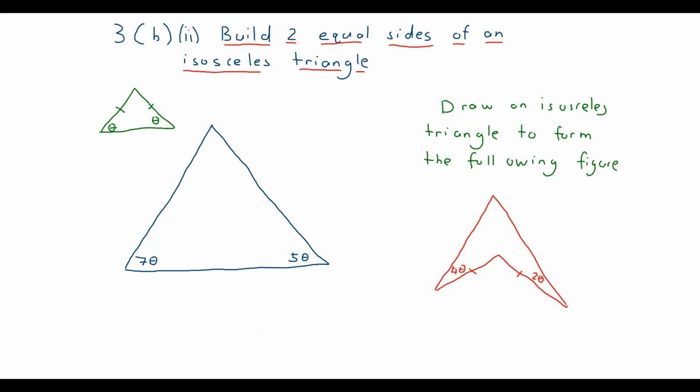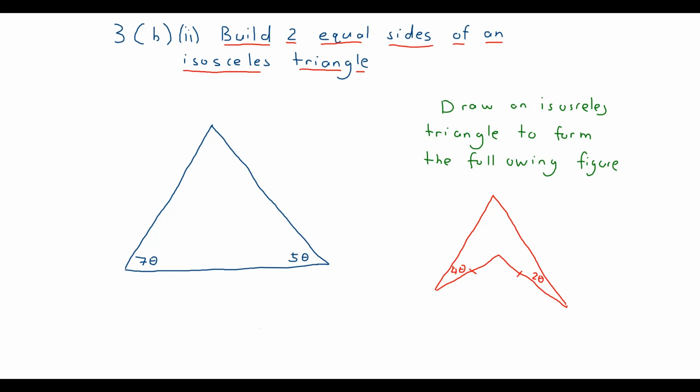And then rather than taking this one here and building an equal side to this, we build two equal sides off of here, and this original side is the odd one out. Alright, so let's now do that. Let's build this shape here.